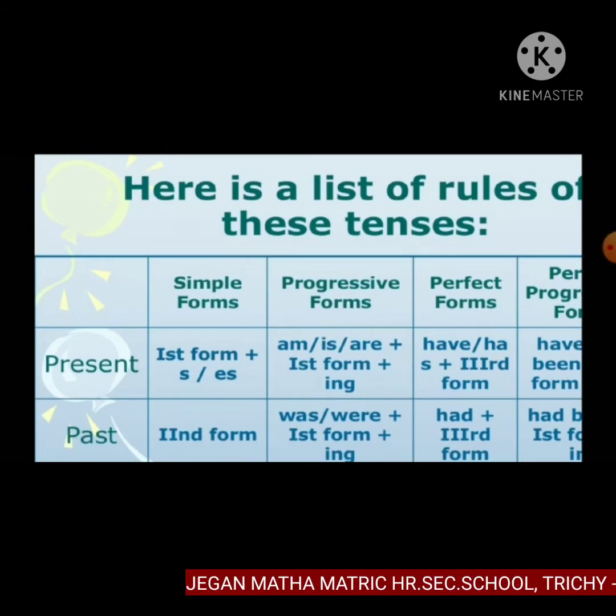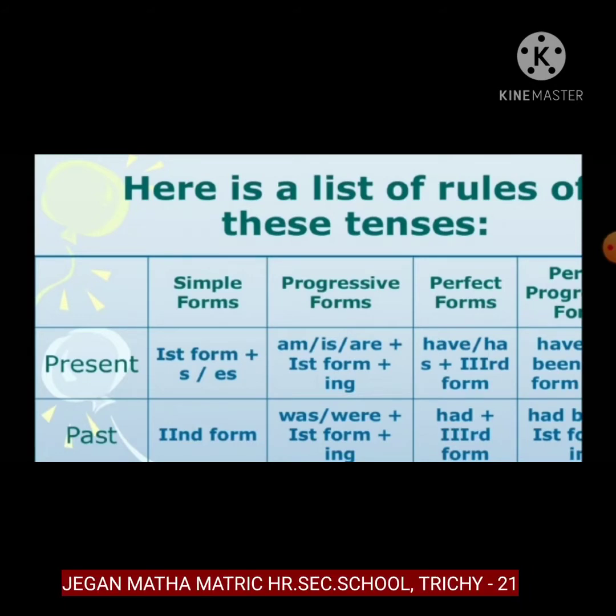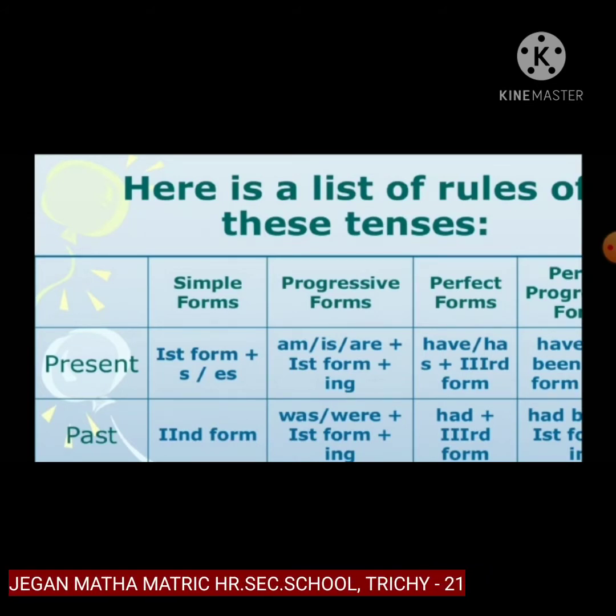Present form, first form plus s or es; am, is, or are plus first form plus ing. So continuous, progressive. Perfect, have or has. Present perfect, have or has. Otherwise past perfect, only subject had plus verb ing. Okay, I had been learning, I had been listening to the class, I have been listening to the class, for examples.